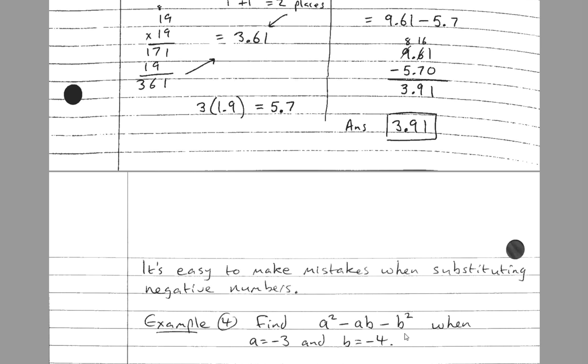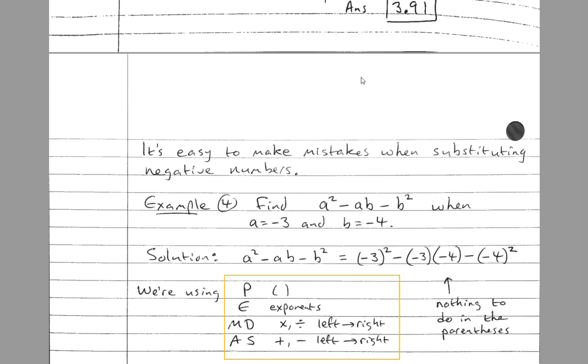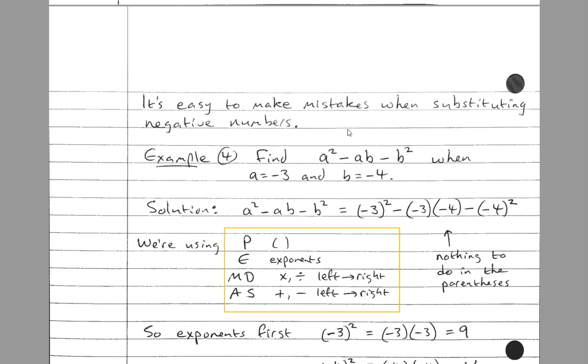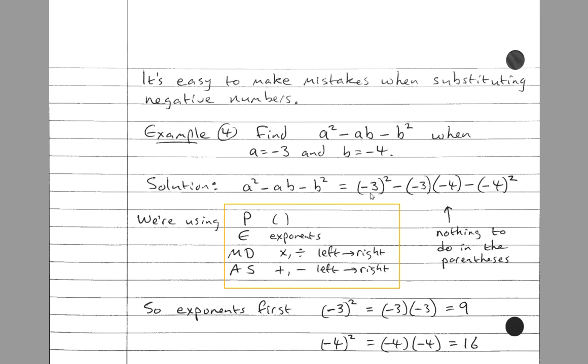So what is the answer as a single number? Okay, so why don't you try that before I go through it? All right, let's see. So here's the substitution. A is getting replaced by negative 3's, b's turn into negative 4s, and I hope you're using parentheses.